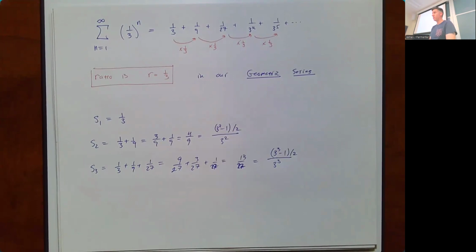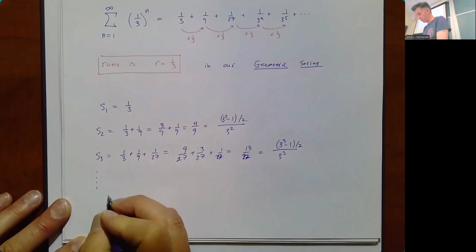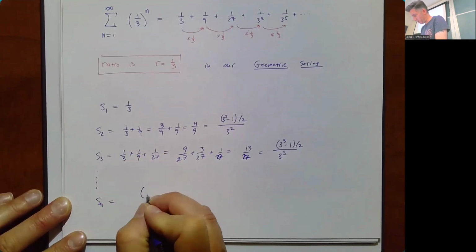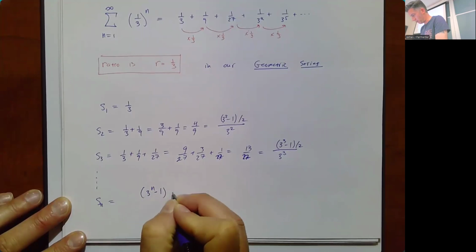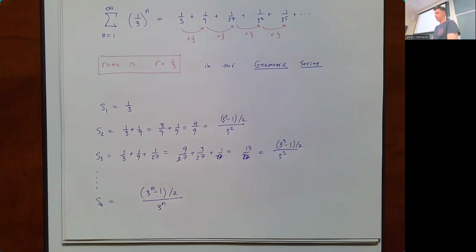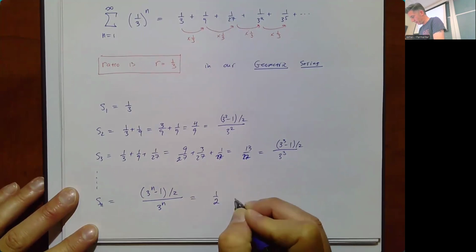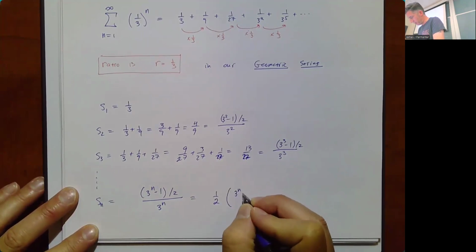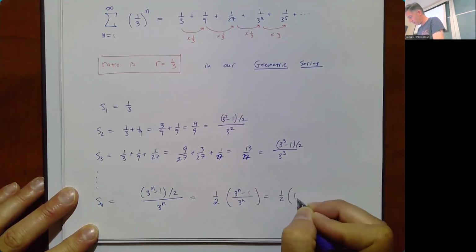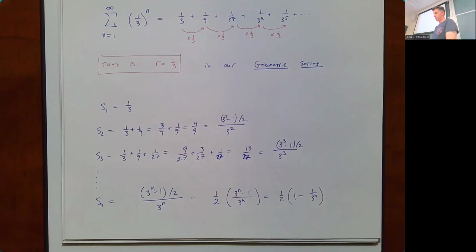We could do it that way, and that's probably fine. So what we can say more generally is that the nth partial sum is going to be (3 to the nth power minus 1) divided by 2, over 3 to the nth power, which I would simplify as 1/2 times (3 to the n minus 1) over 3 to the n, which I would then simplify as 1/2 times (1 minus 1 over 3 to the n).